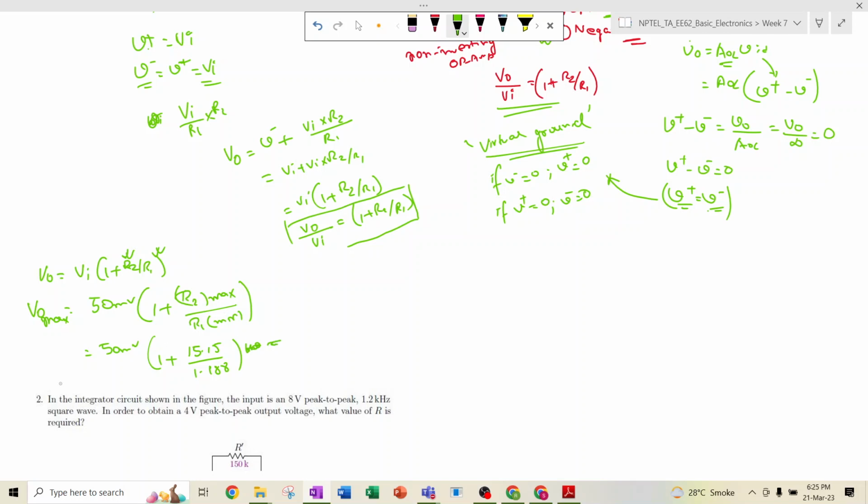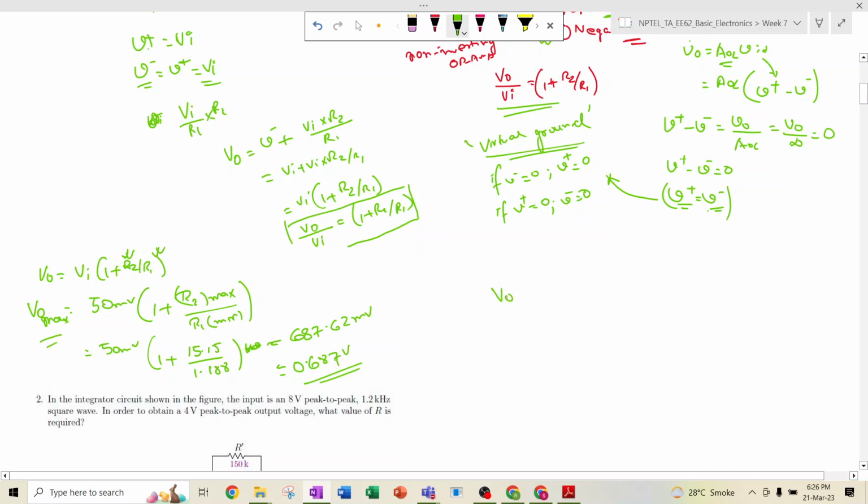So 15.15 divided by 1.188 plus 1, multiplied with 50 millivolt, so that we will get 687.62 millivolt. This is almost equal to 0.687 volt. Okay, so this is the Vo maximum value.